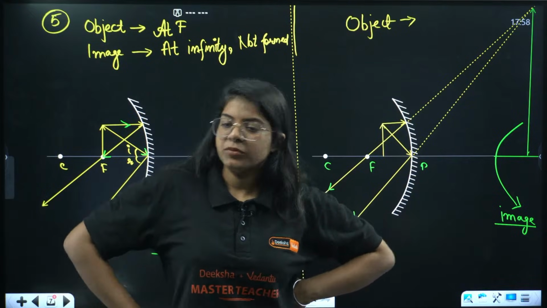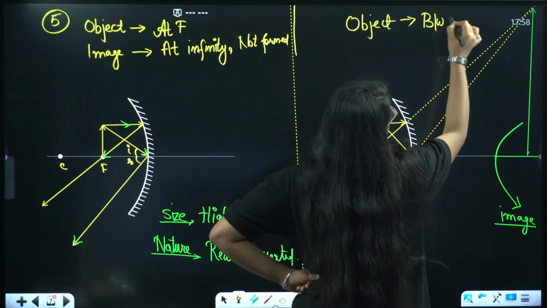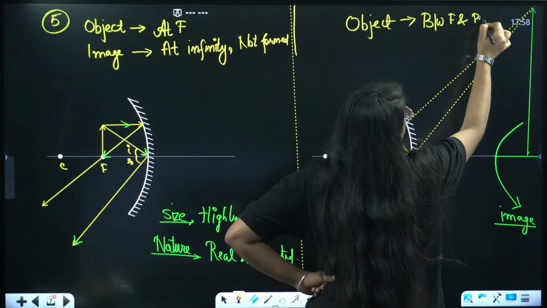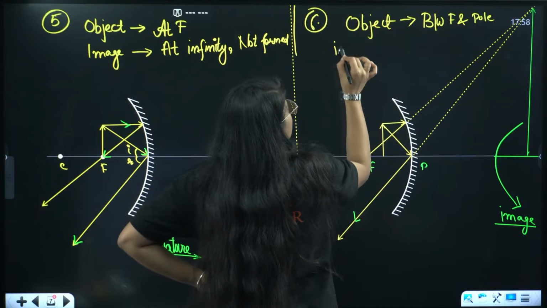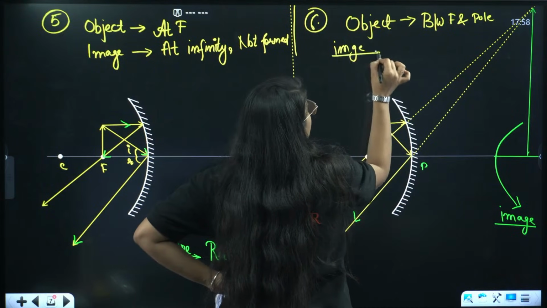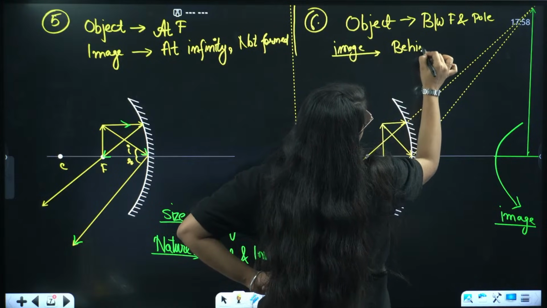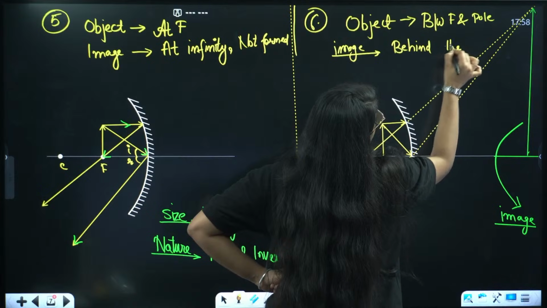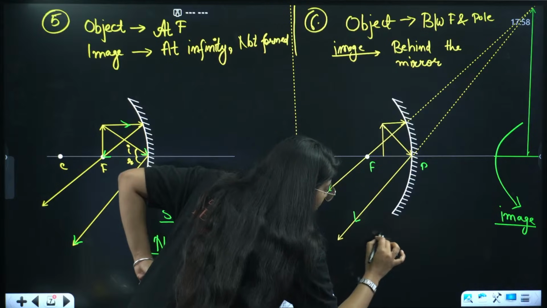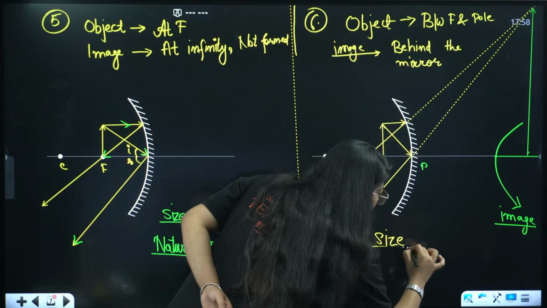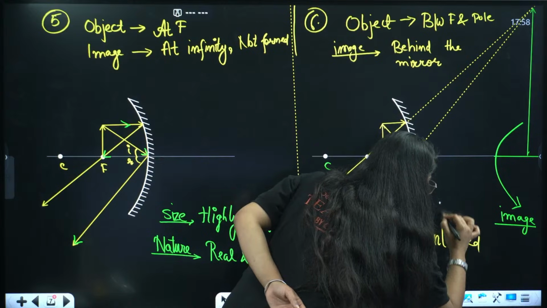Hello. चलो. So object किधर है? Object is between focus and pole. Done? We are doing sixth case. ठीक है? Image, where will the image be formed? The image will be formed behind the mirror. The image will be formed behind the mirror. What will be the size of image? Ma'am, size of image will be enlarged. You can write highly enlarged.